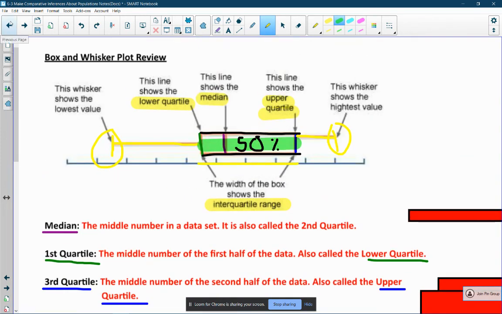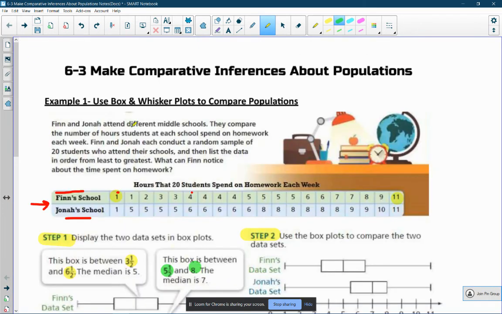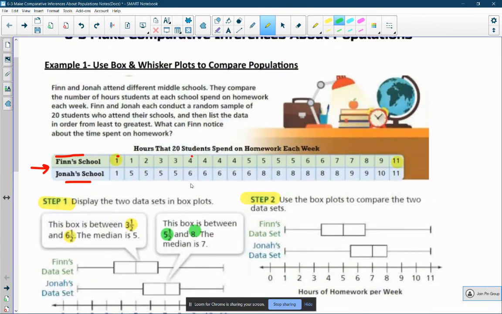That's lesson 6-3. And all we did today was look at different data sets and compare them.